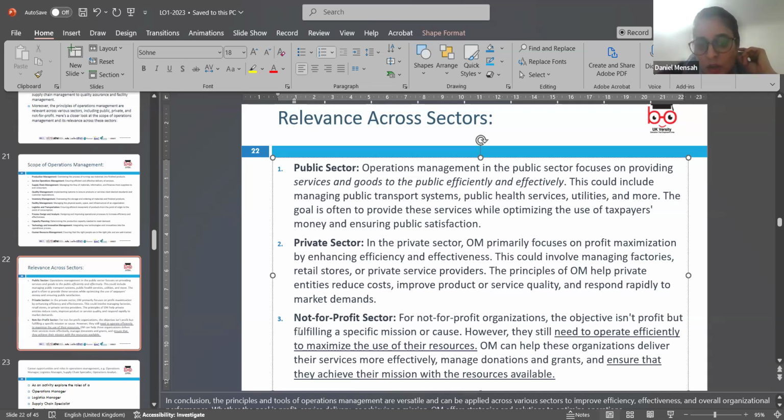And similarly, in the not-for-profit sector, they are not working for the sake of profit, but again, they want to run their operations smoothly, because in non-profit organizations they don't have enough resources. They have very scarce resources, and by utilizing those resources efficiently, they want to meet the objective of the organization. So their main focus is to use the available resources effectively and efficiently, which is only possible when your operations are efficient.